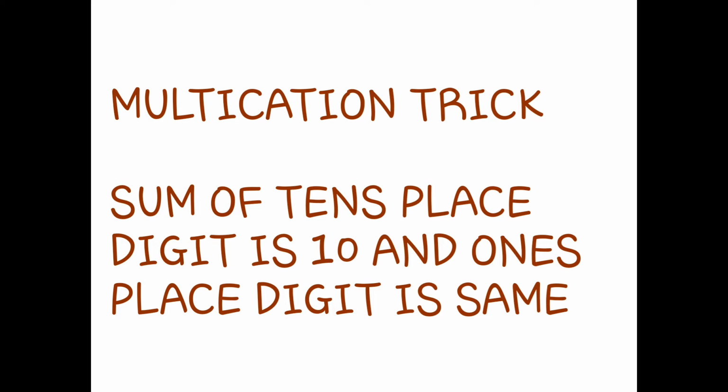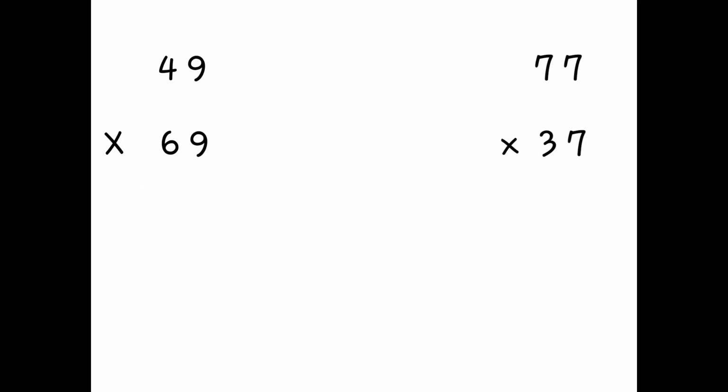Today we will discuss the multiplication of two-digit numbers in which the sum of the tens place digits is 10 and the ones place digits are the same. The first question I have taken is 49 multiply 69. In this number, the ones place digits 9 and 9 are the same, and the tens place digits, that is 4 and 6, sum to 10.